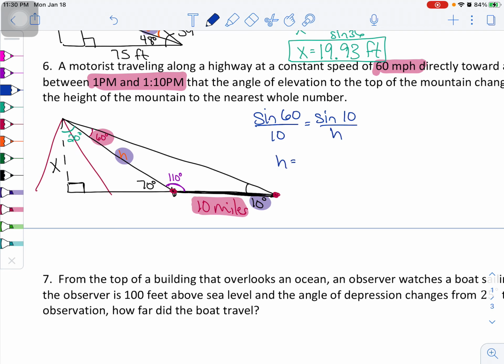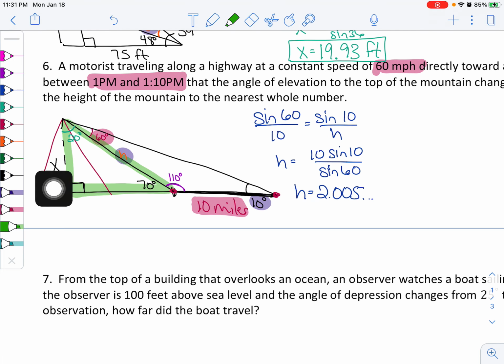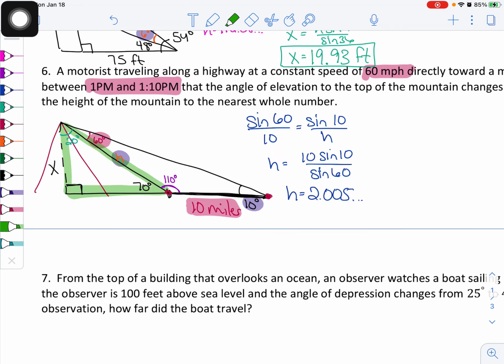Let's see. h is going to equal 10 sine 10 over sine of 60. Into my calculator that goes. All right, so h is equal to 2.005 and some other decimals. And now that I have that, I can use this littler right triangle with either the 20 or the 70 to find x using the hypotenuse.